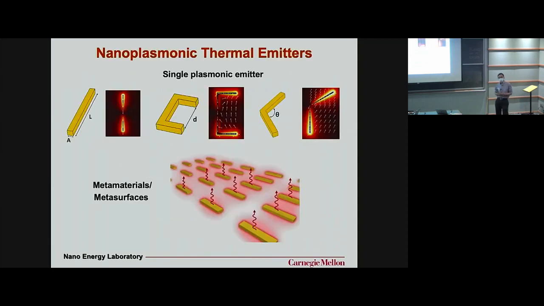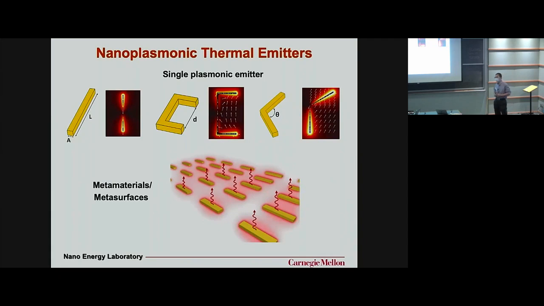So why do we need to study the nanoplasmonic thermal emitter? Nanoplasmonic emitters, such as nanoparticles, nanorods, nanowires, have a broad range of applications, for sensing, for energy conversion, because they are the fundamental building blocks for metamaterials and metal surfaces. So here we try to understand thermal emission, how much thermal emission we could extract from individual nanoplasmonic structures.